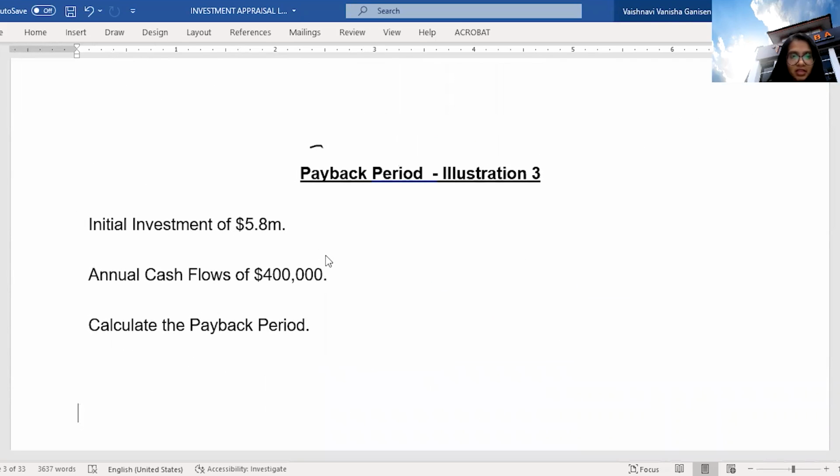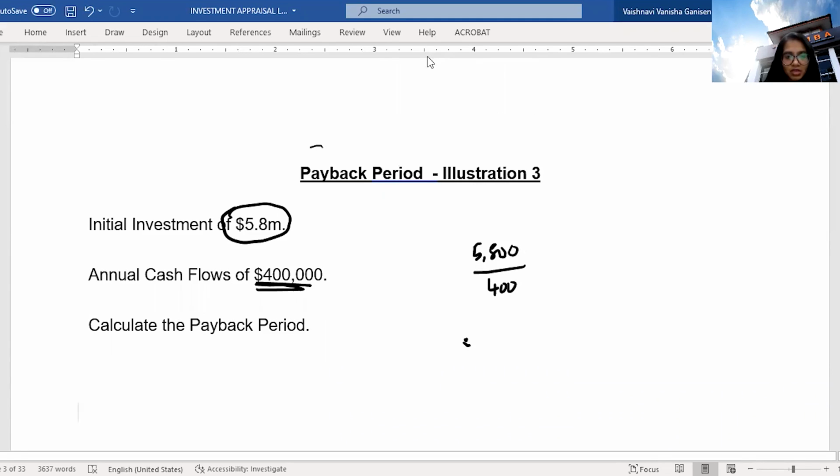Illustration number 3. Initial investment is 5.8 million. Annual cash flows is 400,000. How do you calculate the payback period? You take initial investment over the cash flows. You get 14.5 years. Guys, 14.5 years is really long for you to get back your money.